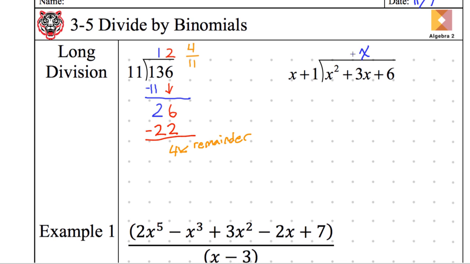And this was kind of my mistake from yesterday. I should always be writing it with the same digit. So if I have an x here, I should have an x above here. So when I do that, x plus 1 goes into this whole term, x squared plus 3x, x times. And now I'm going to multiply everything here, x plus 1, by x, and write it underneath here.